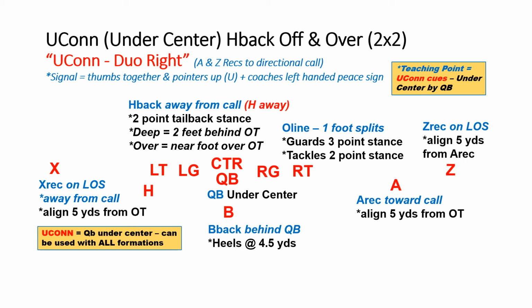Example here would be a Yukon duo right. So we give our Yukon U signal and then left-handed peace sign. All the quarterback does now then is give the verbal to make sure that the center understands he's going under. So it's Yukon, Yukon, shifts under center, and the B-back then shifts from the sidecar, so he'll be directly behind the quarterback, still with his heels at 4.5 yards. Simple adjustment.